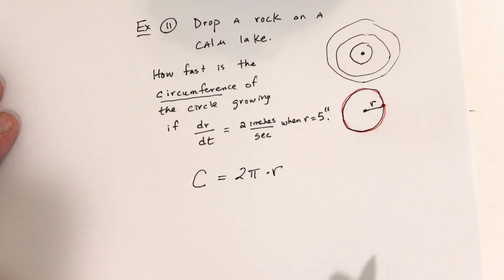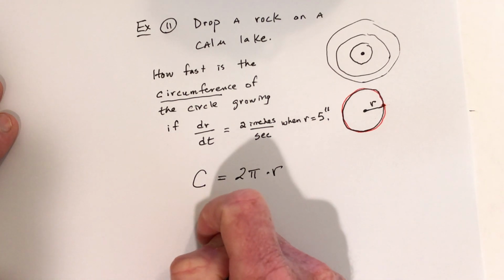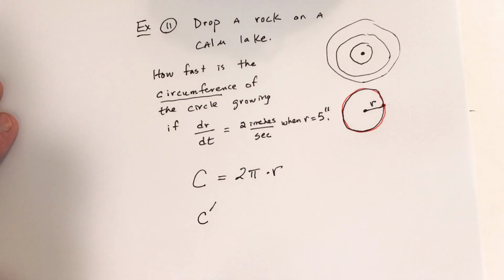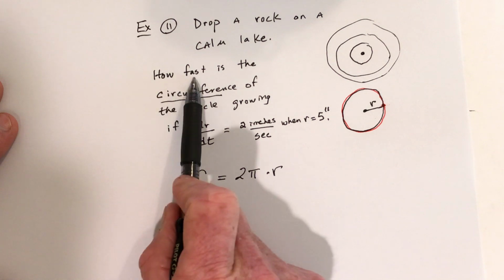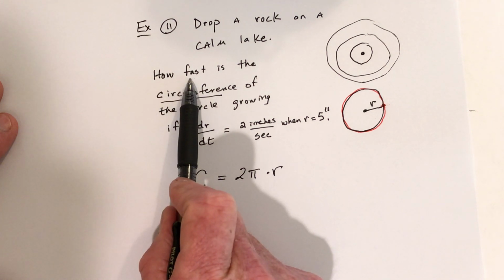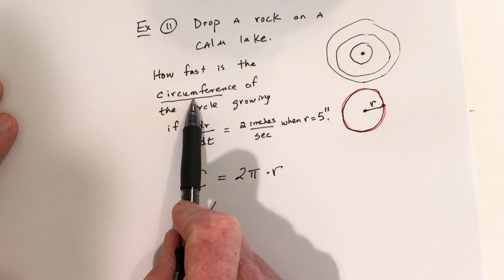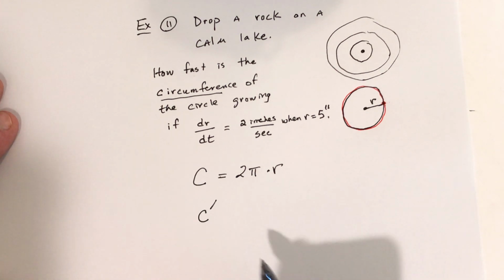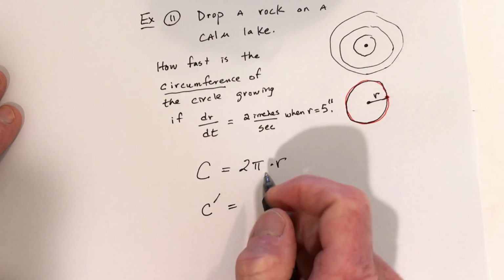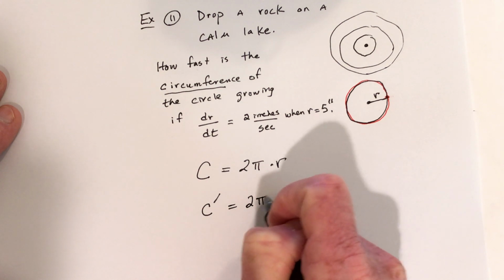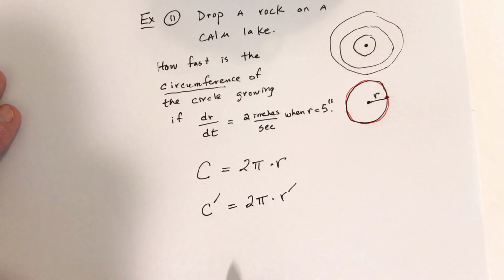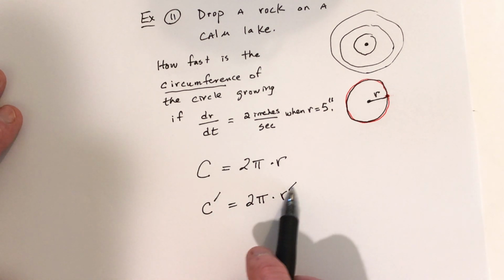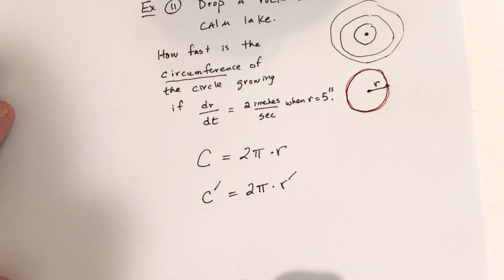Now take the derivative. On the left side, I would say the derivative, which is exactly what this is saying, because this is saying how fast. So this is saying what's the derivative of the c. That's what we're solving for. And 2 pi is just a number, so it can just stay there. Well, I take the derivative of r, and because it's just an r, its derivative is r prime.